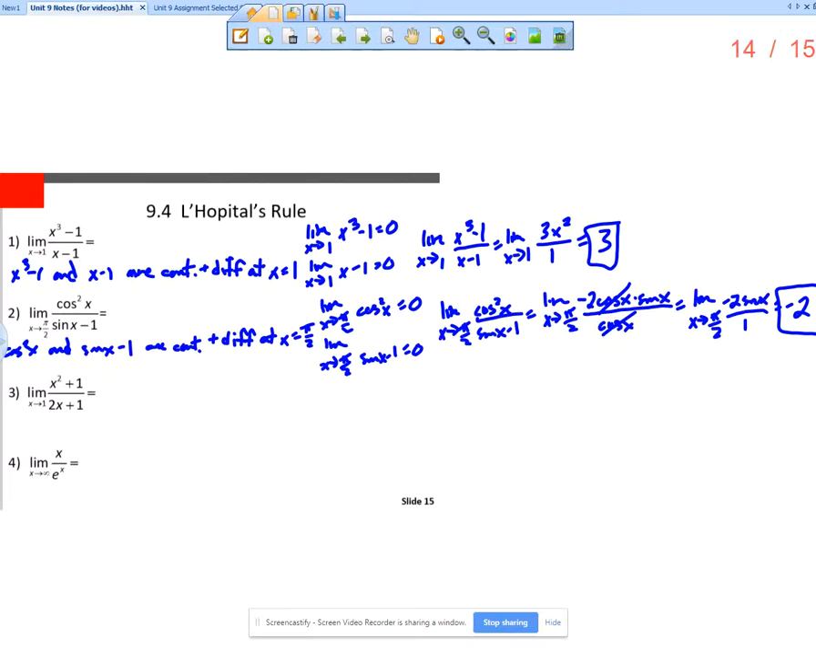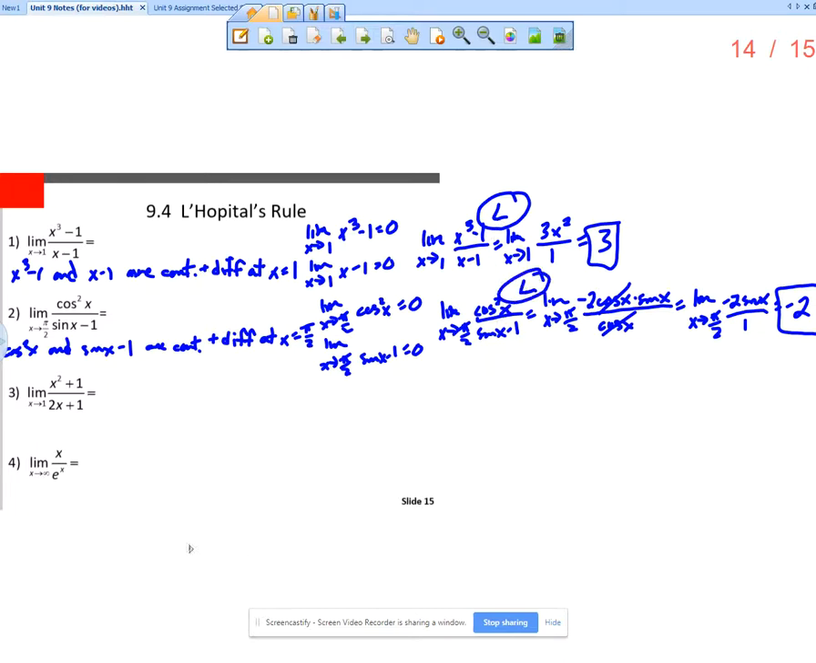Now, one thing that you should also do is indicate that you're using L'Hopital's rule. Once you say they're continuous and differentiable, so this limit equals 0, this limit equals 0, we can say the limit as x approaches pi over 2 of this, and then we can put a little L with a circle around it, indicating that we're using L'Hopital's rule. Okay, so we can put an L here.